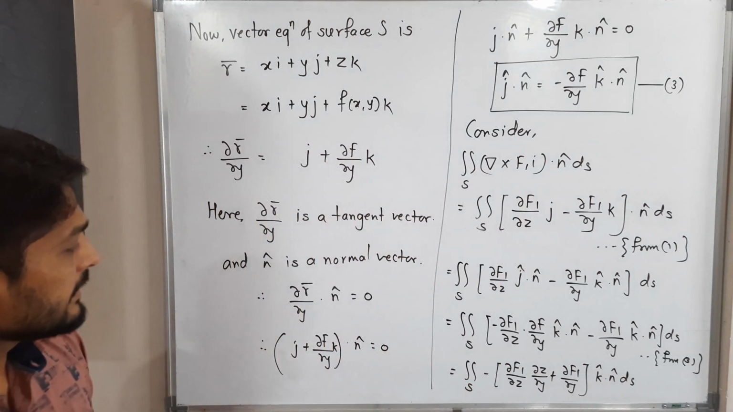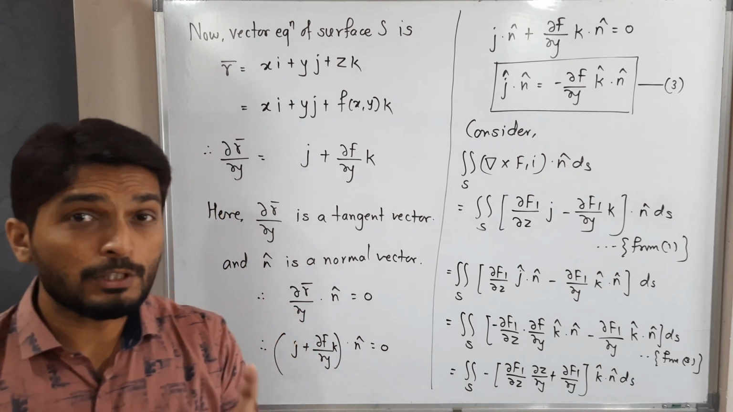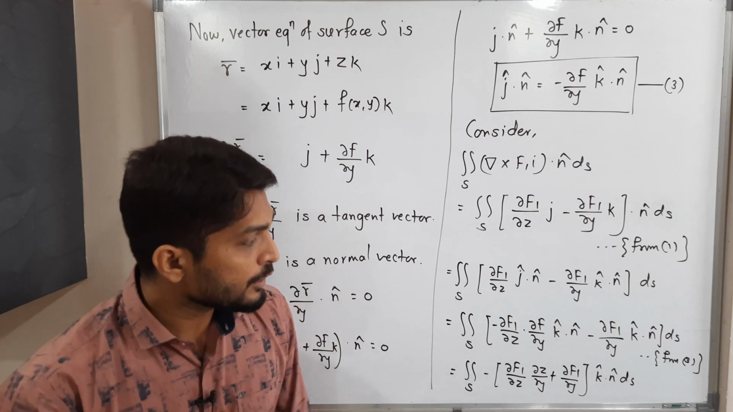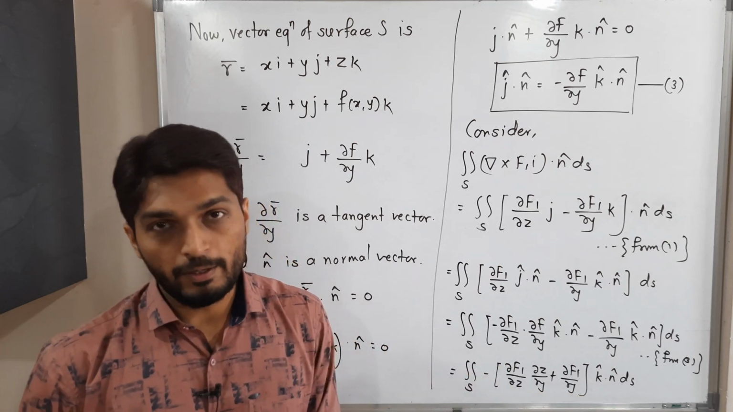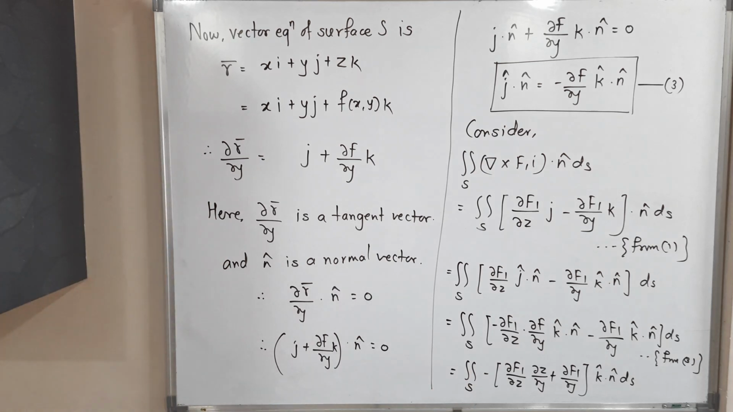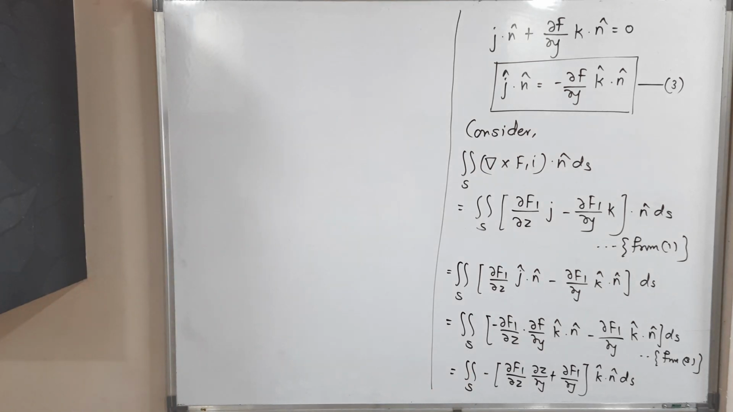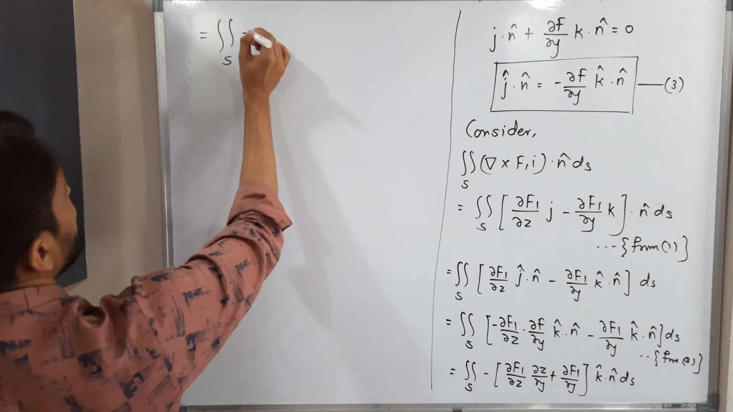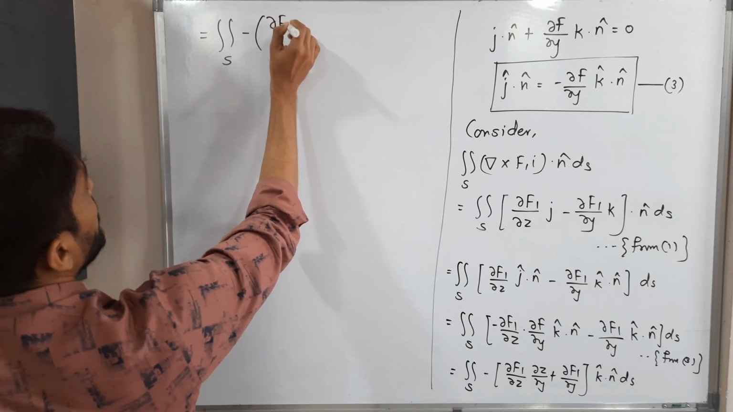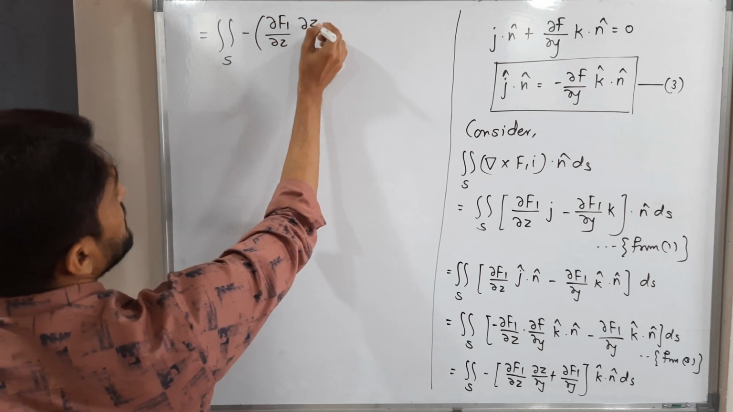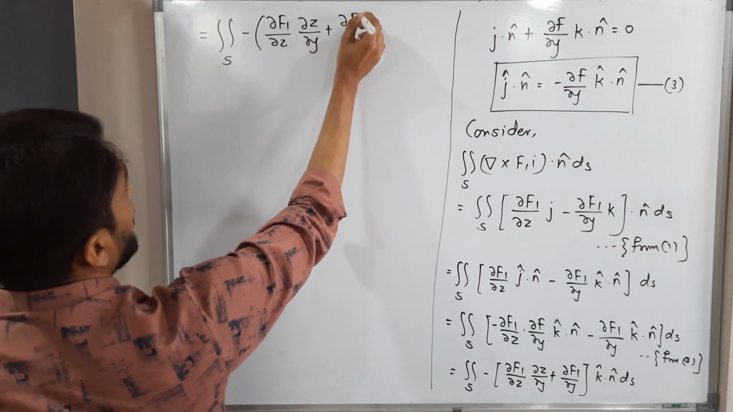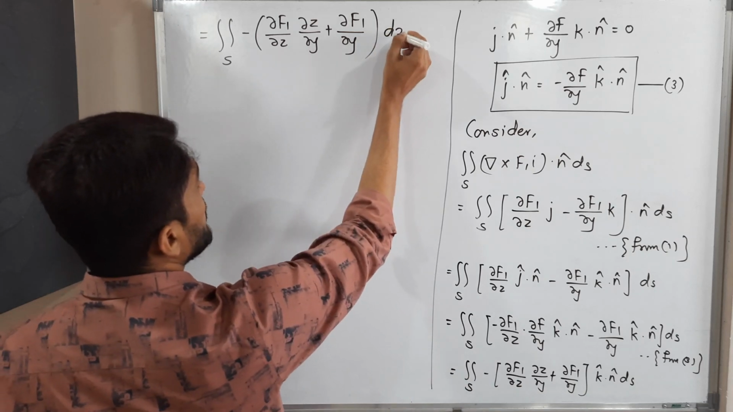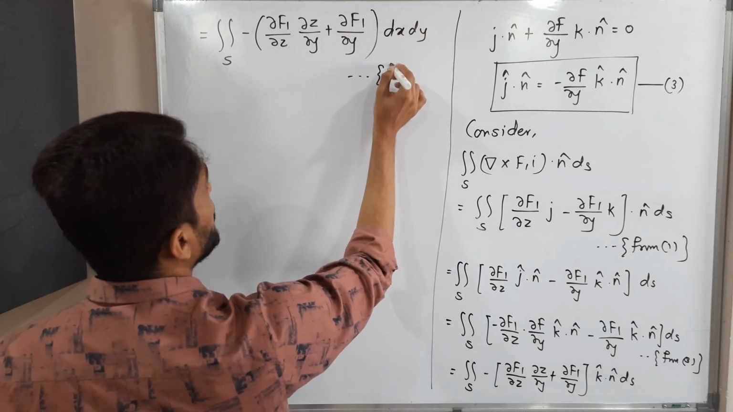But see, we have already seen this k cap dot n cap dS, equation number 2. Yes, equation number 2 we have already seen. You can go back to this video and see. So in equation number 2 we have got its value is dx dy. So let us continue. So this is equal to double integration over S minus ∂f1/∂z ∂z/∂y plus ∂f1/∂y, and its value is dx dy. Let me mention from equation number 2.